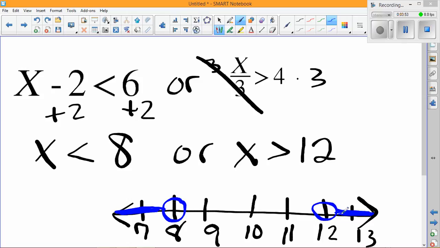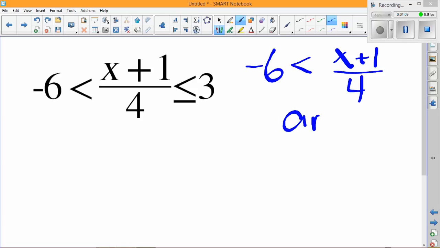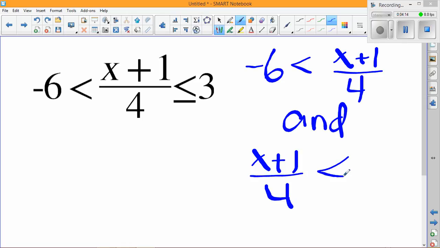Let's try an and. Now, I picked this one because it's interesting. This is an and. It is saying that, if I separate it out, it makes sense. Negative 6 is less than x plus 1 over 4, and x plus 1 over 4 is less than or equal to 3. So we could solve them separately, but the cool thing is that we can solve them together.